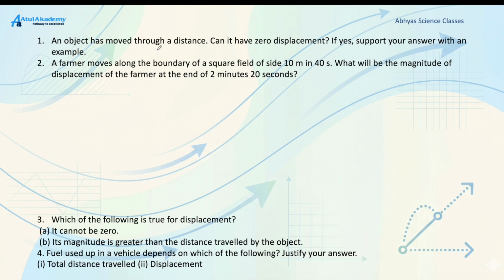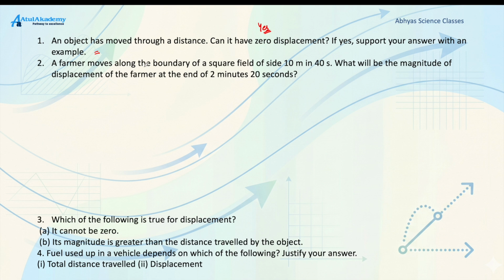Now, an object has moved through a distance. Can it have a zero displacement? Yes. We just studied that in motion: when an object's initial and final positions are the same, then the displacement is zero. If yes, you can support your answer with an example. When the initial and final positions are the same, the displacement will be zero.